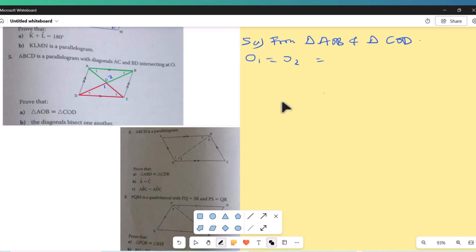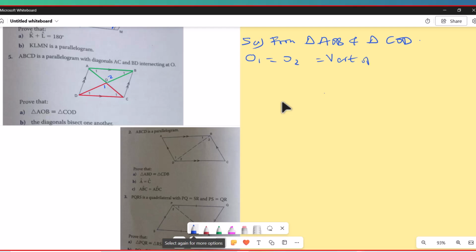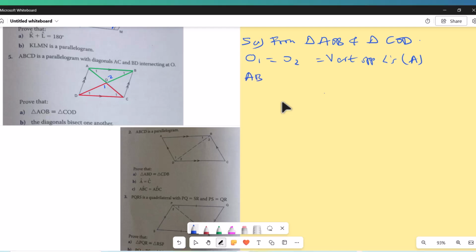Vertically opposite angles. Thank you so much. So do you see any sides equal? Talk to me, somebody, please. Is it correct if I say AB equals DC? And the reason being what? They are parallel. No, that's not the correct reason, but your statement is correct. AB equals CD. Who can give us a reason here?